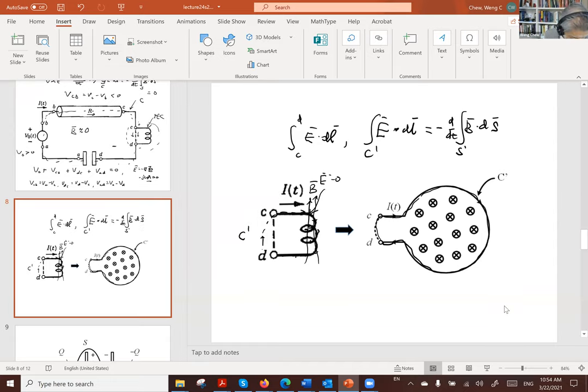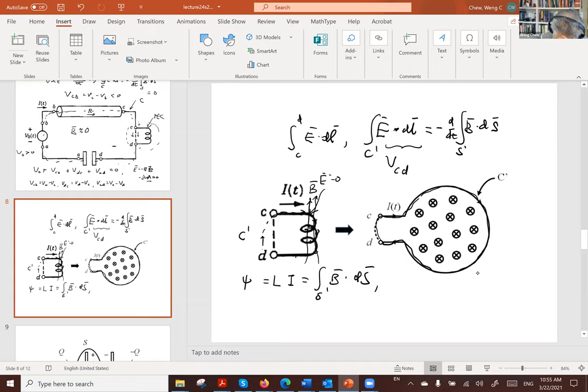So if you work this out, you will find that you can now define an inductor, such that it's proportional to the flux linkage. The flux linkage is something that is proportional to the inductance times the current, and that is the integral of B dot dS. That is my flux linkage. And I know that the left-hand side is just VCD. The left-hand side is the voltage between C and D. Let me see, I actually use the notation VCD for the left-hand side.